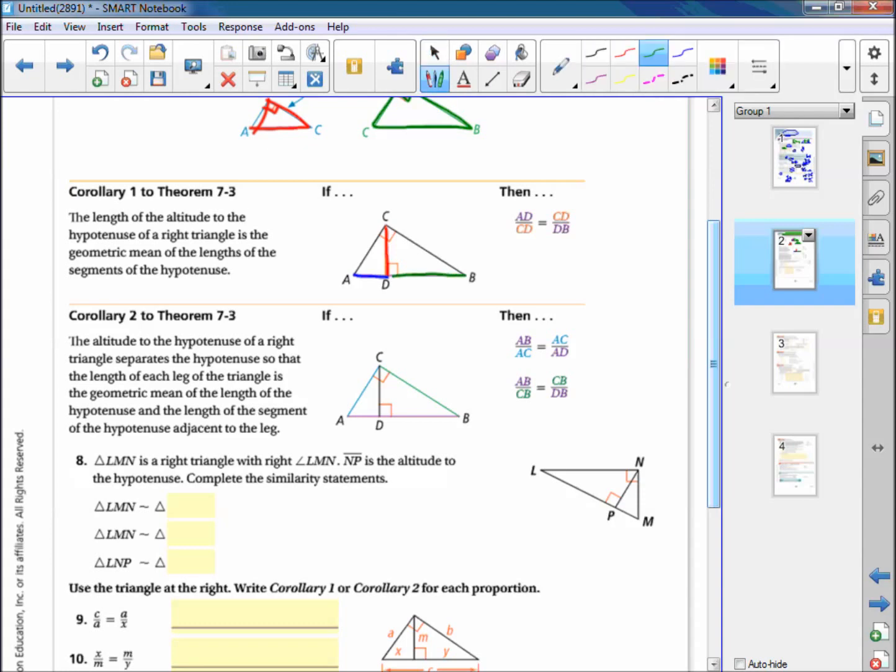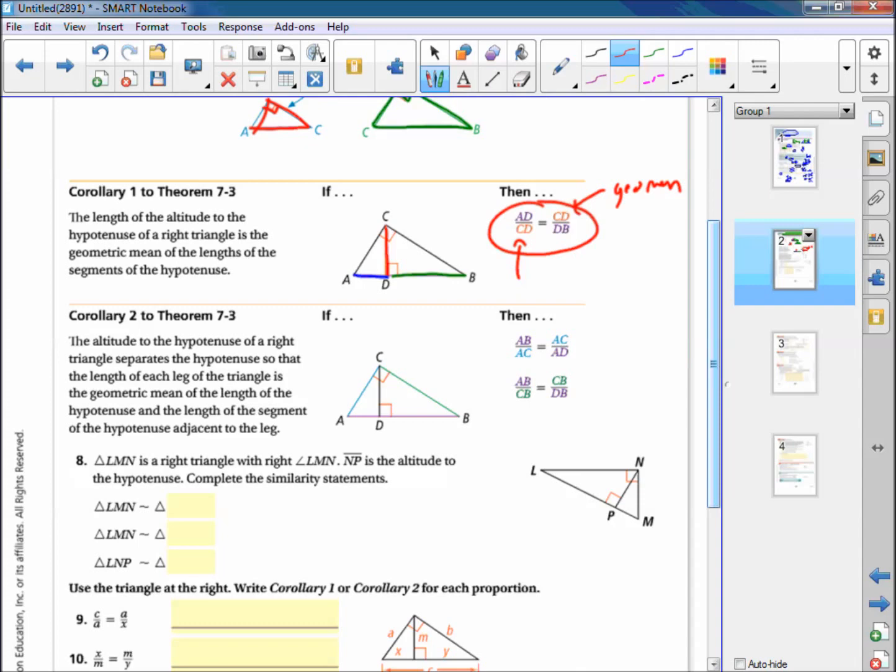Okay, so that altitude cuts the hypotenuse into two parts. The two parts, okay, the altitude itself is the geometric mean of those two parts. Okay, so that's what this is saying over here. So CD, notice, is used twice. That's because that's the geo mean. And then we have the left side and the right side.